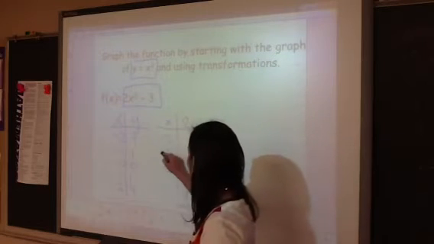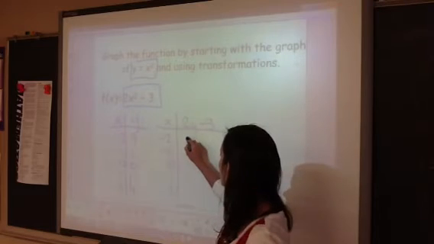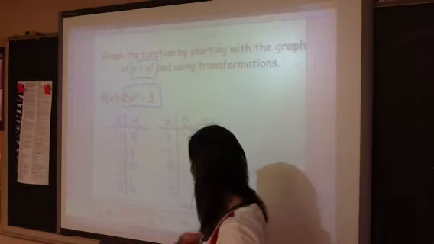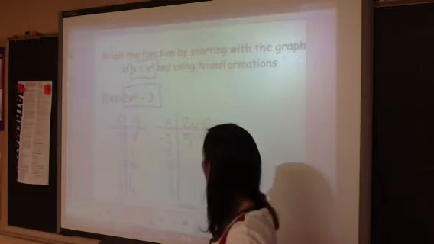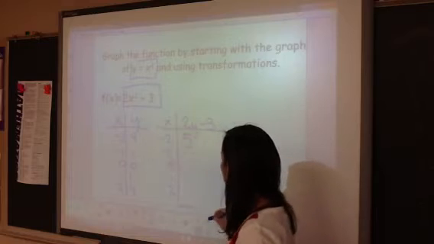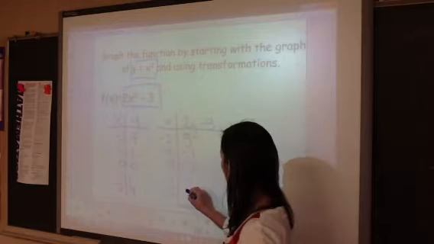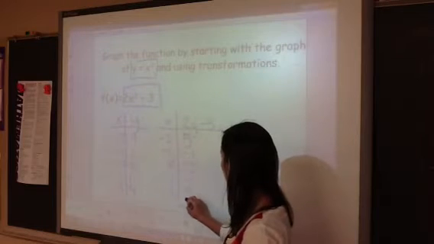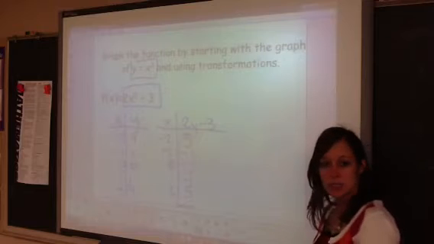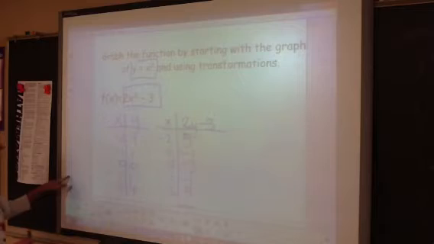So x is negative 2, negative 1, 0, 1, and 2. Y becomes 8 minus 3 is 5. And 2 minus 3 is negative 1. 0 minus 3 is negative 3. 2 minus 3 is negative 1. And 8 minus 3 is 5. And so there would be our graph. And I'm going to trust that you guys can plot those points, so I'm not going to go ahead and put those on a graph.